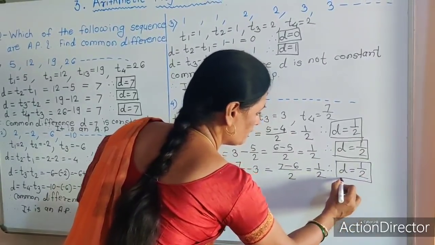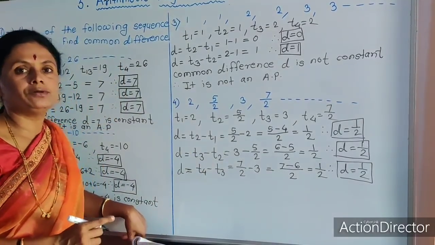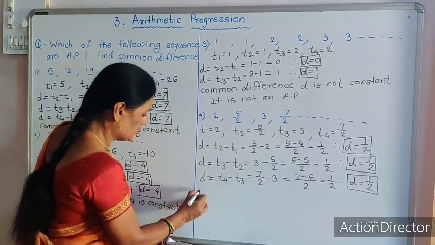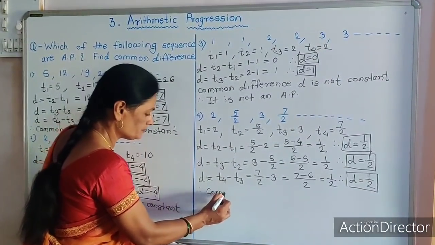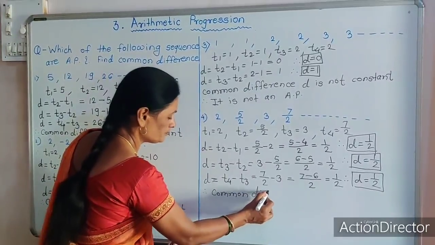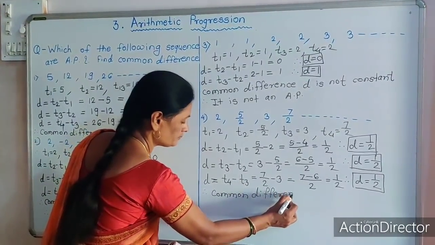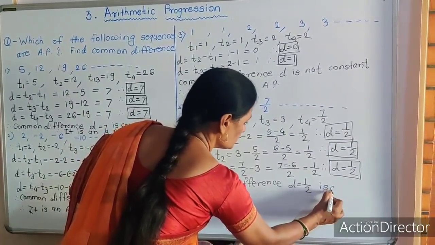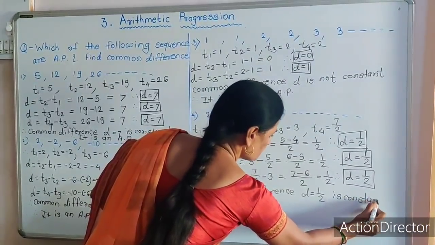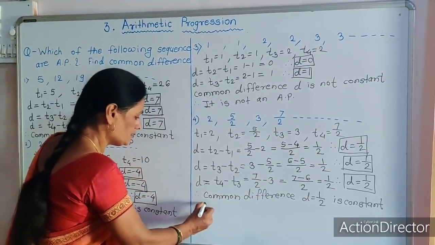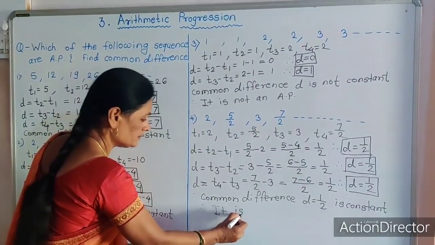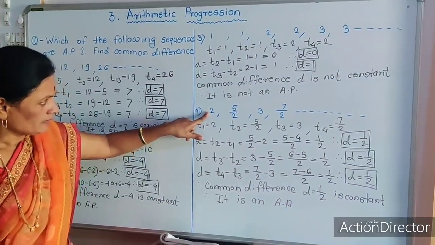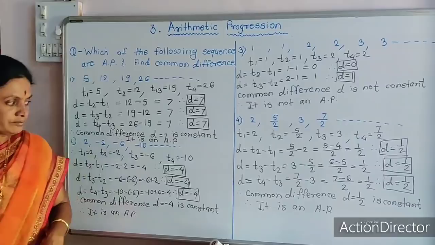You observe that carefully. In all cases D is equal to 1 upon 2. That is, in all cases D is constant. That is the common difference. D is equal to 1 upon 2 is constant. Therefore, it is an AP. It is an AP. Now, next example.